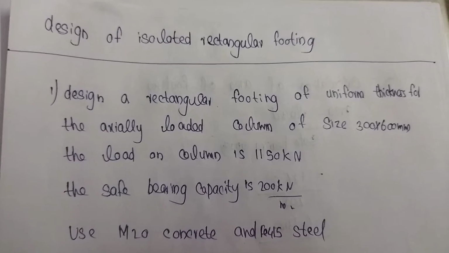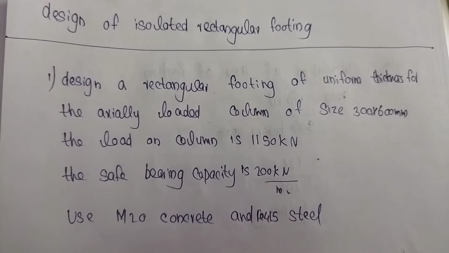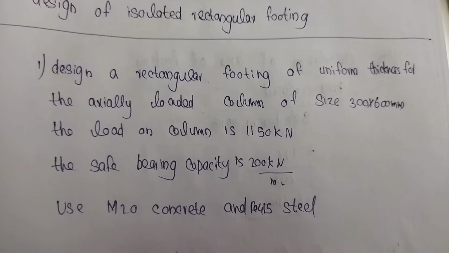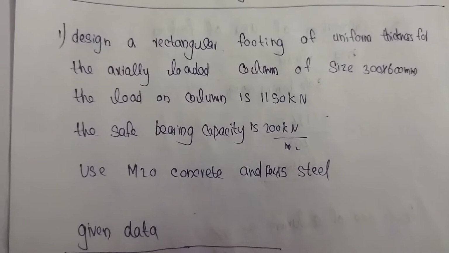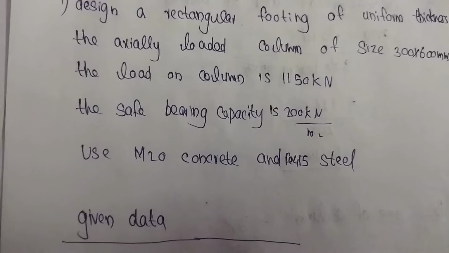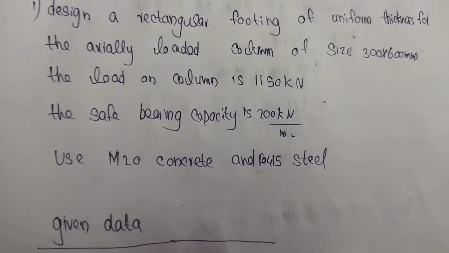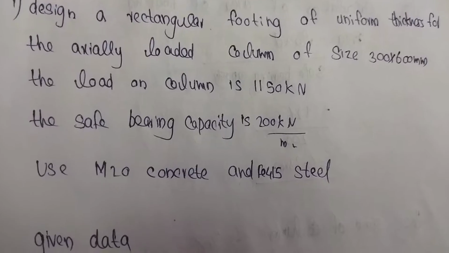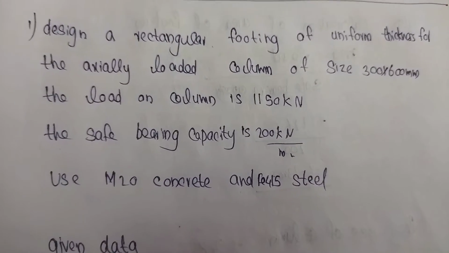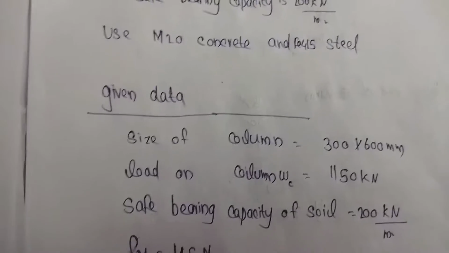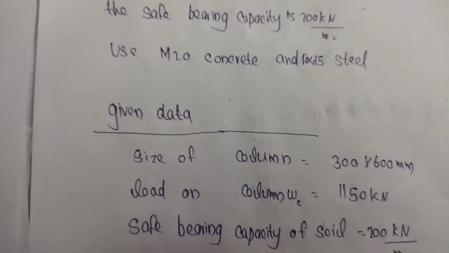So next one is design of isolated rectangular footing. So a rectangular footing, axial column size is given. Then a load is given, then safe bearing capacity is given, then fck and fy values are given. So we know that the foundation or footing supports the column. So based on this column and the load details, we are going to design the footing.